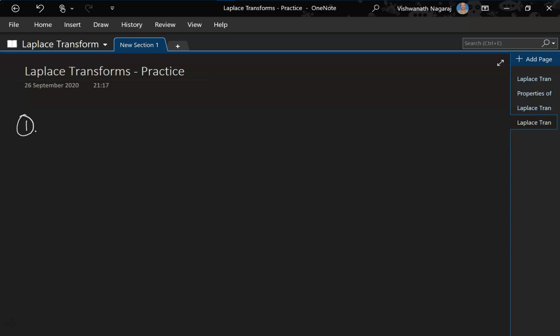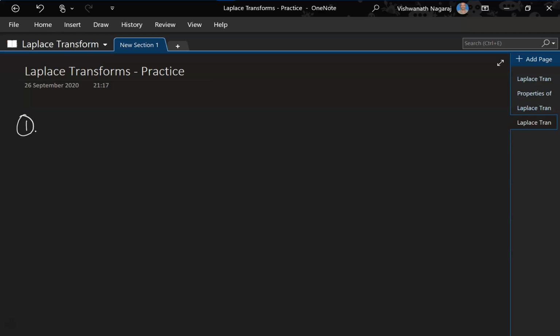This we know is 1 by s. 3 times, this is what? 1 factorial, power is 1. So 1 factorial by s to the power of 1 plus 1, 2, plus 3 times, this is going to be 2 factorial by s to the power of 2 plus 1, 3, plus this would be 3 factorial by s to the power of 3 plus 1, 4. Okay, now let's add them all up. S4, this would be s3 plus 3s square plus 6s plus 3 times 2, 6. So that is the Laplace transform of 1 plus t cubed.